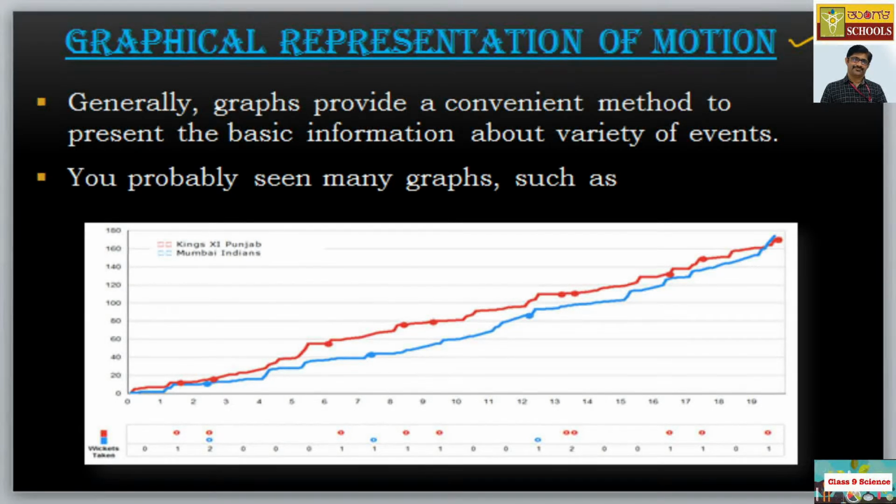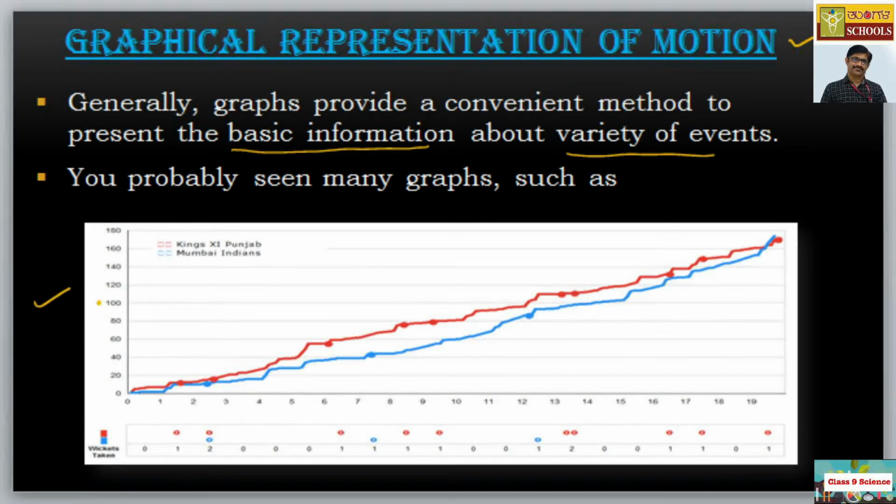Let us take the main part of today's lecture, that is graphical representation of motion. Generally, graphs provide a convenient method to represent the basic information about a variety of events occurring. So you have probably seen many graphs such as this.